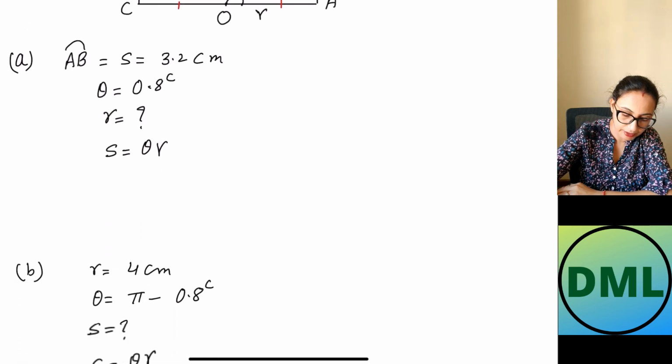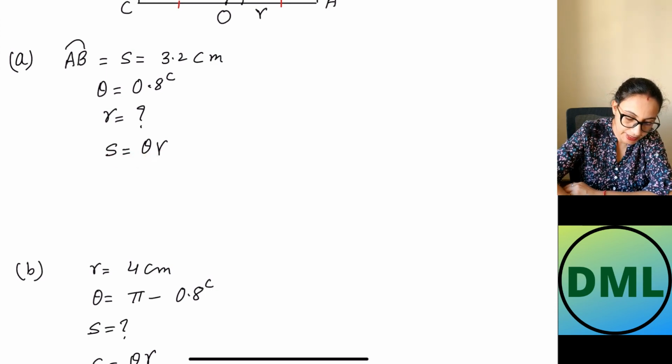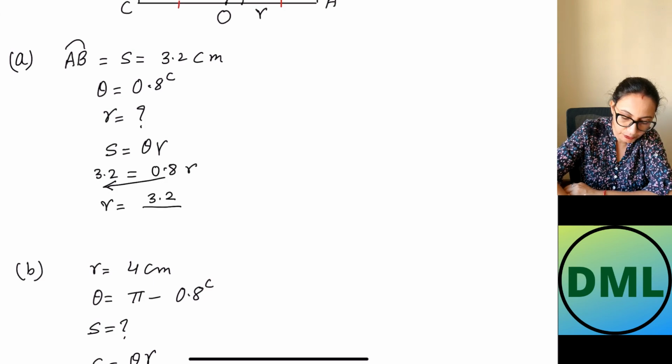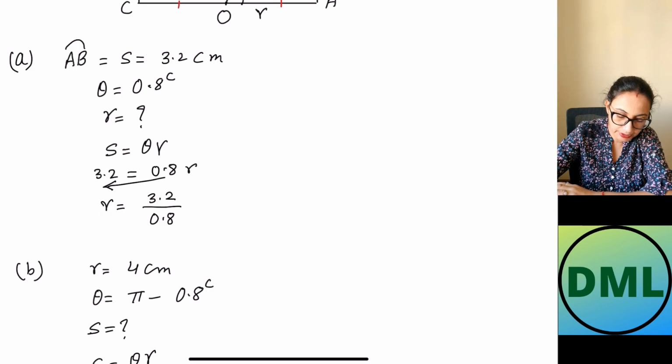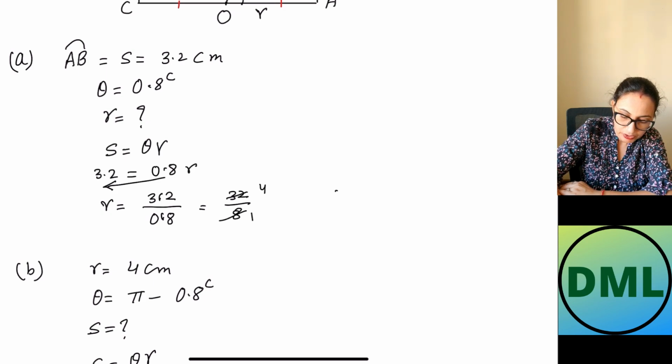We have our formula S is equal to theta r. Let's substitute all the values here. My S value is 3.2 is equal to theta 0.8 times r. I need to calculate the value for r, so I need to divide by 0.8 on the left hand side. The value for r will be given by 3.2 over 0.8. Here both the decimals are after 1 digit, so we can simply cancel that out. The value for r is 32 over 8. If I cancel this with 8, this will be 4 here. So the value for r is equal to 4 centimeter.